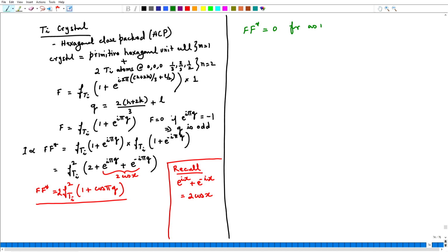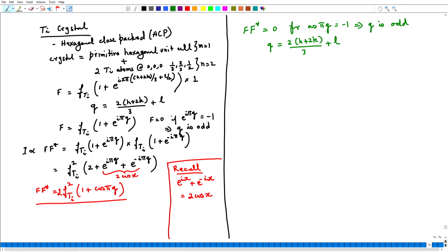for cos of pi q becomes minus 1, and this can happen when q is an odd number. So, cos pi, cos 3 pi, cos 5 pi, they will all have a value of minus 1, while if q is even, then you have cos 0, cos 2 pi, cos 4 pi, that would be plus 1. So, let us see how can q be an odd number. So, let me write down first what is q. So, q is equal to 2 times (h plus 2k by 3) plus l.